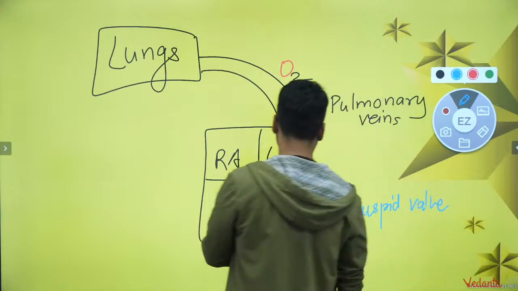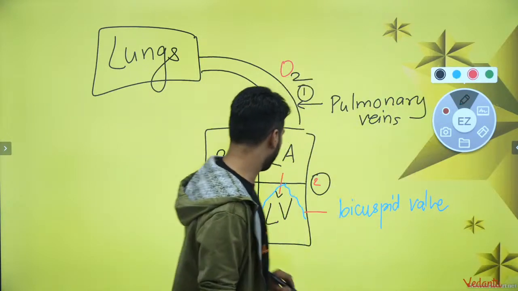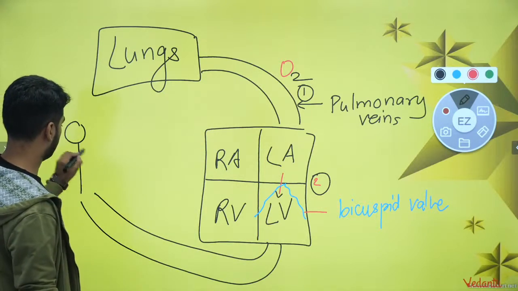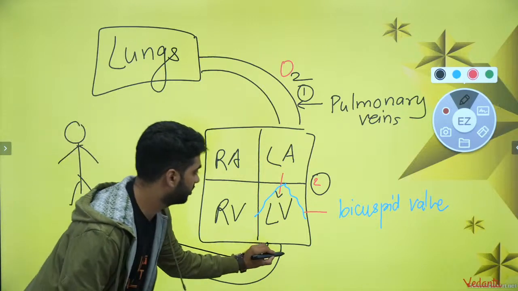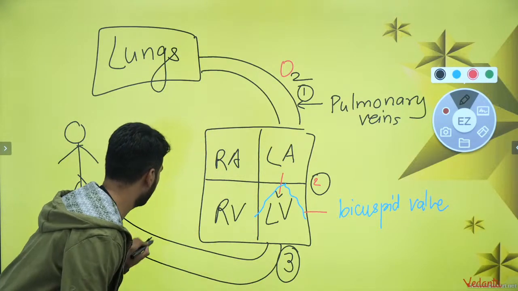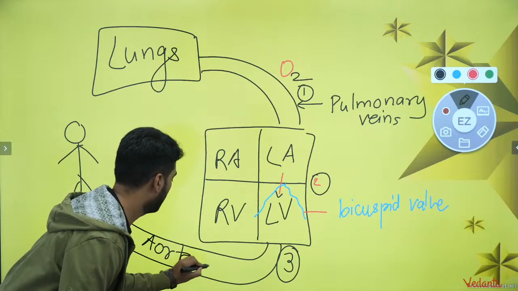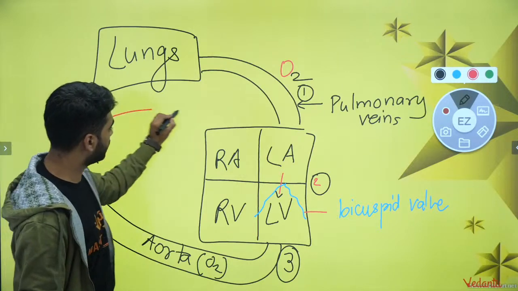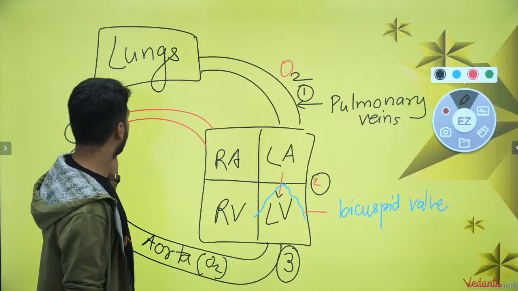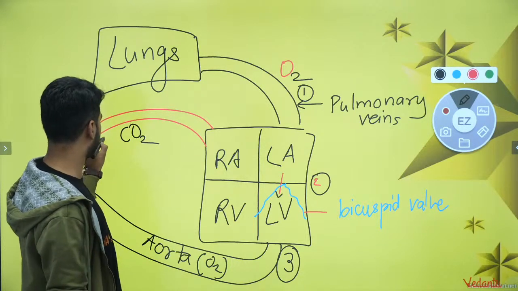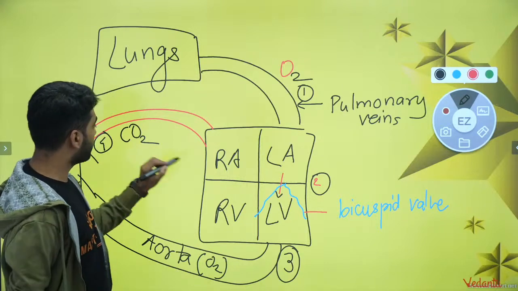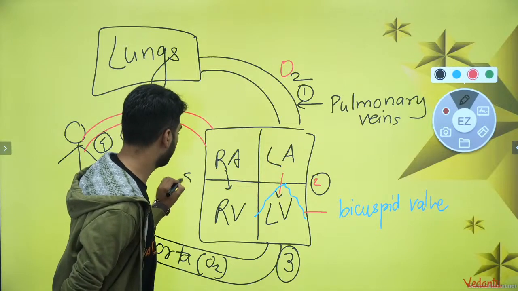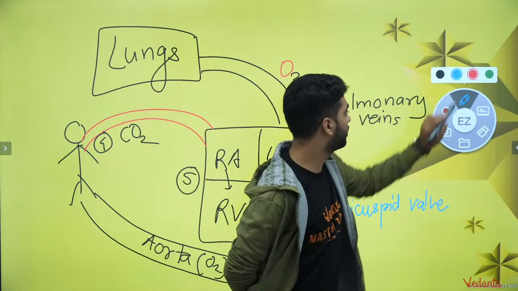From the left ventricle, the blood will go to the entire body. This is the third step. And this will go through the aorta. And again, it is oxygen-rich blood. From the body, the blood will come into the right auricle. And this blood is containing carbon dioxide. This is step number four. From the right auricle, the blood will go into the right ventricle. This is your step number five. And here you have got tricuspid valve.